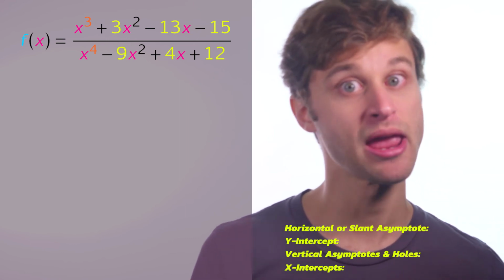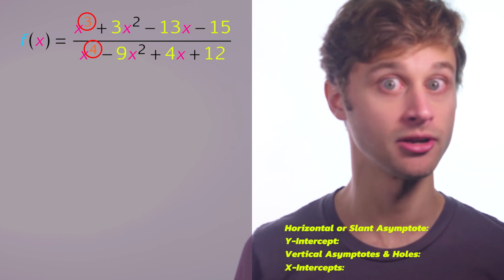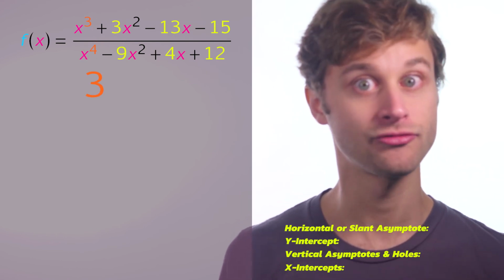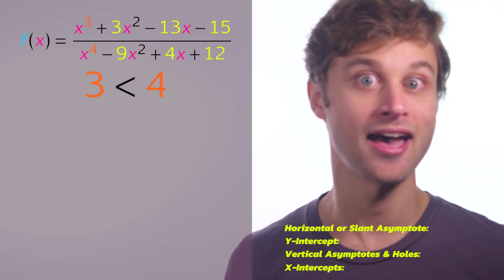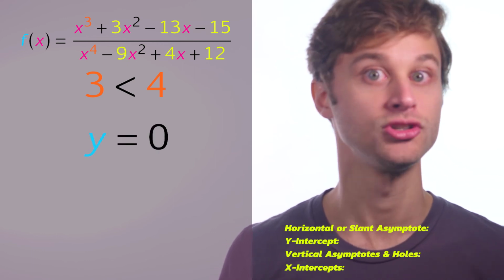I do that by comparing the degree of the numerator to the degree of the denominator. The degree of the numerator is 3 here, and the degree of the denominator is 4, so this function is bottom heavy, and I know that the horizontal asymptote for this function is y is equal to 0.